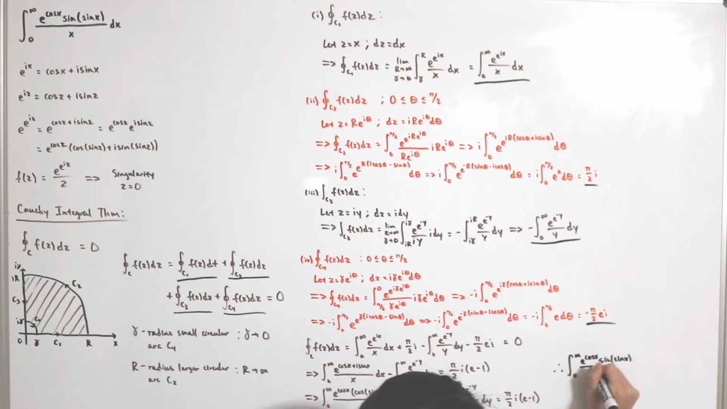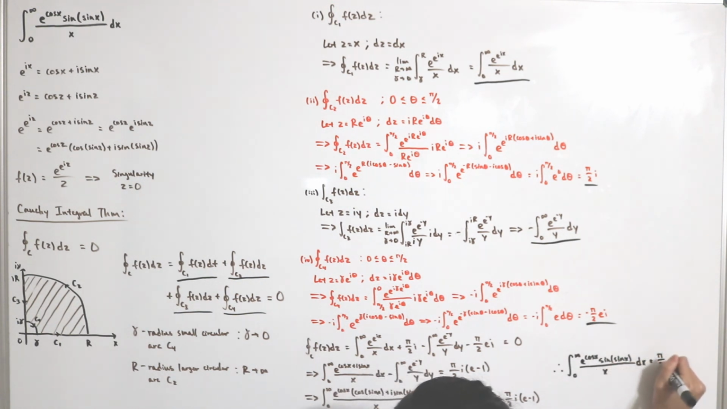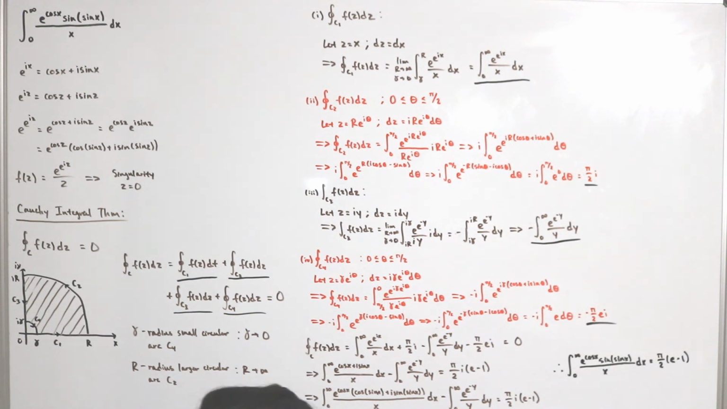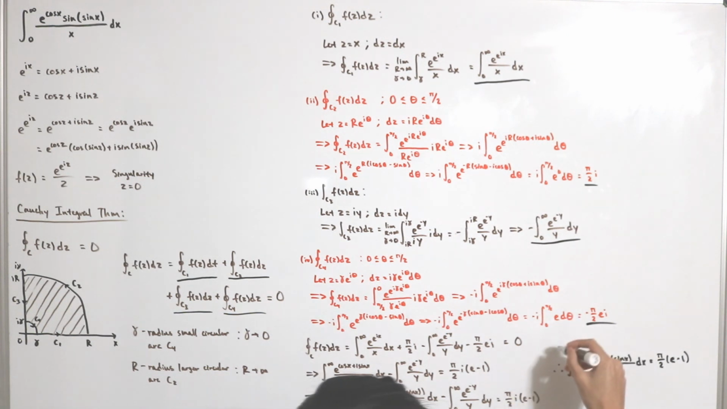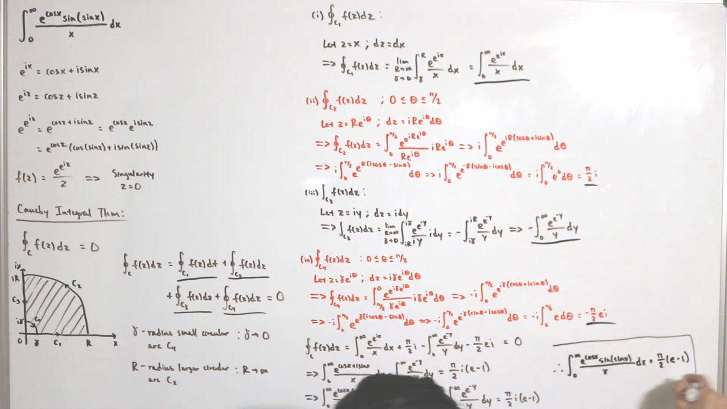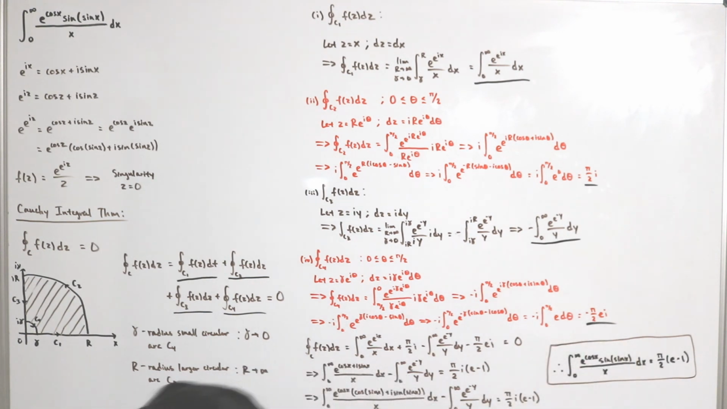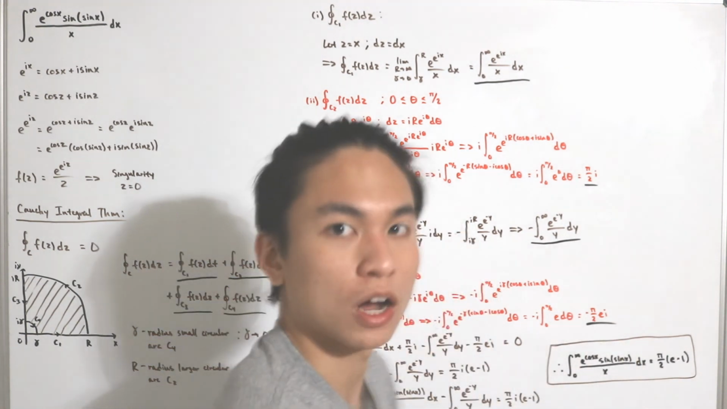So therefore, conclusion, the integral from 0 to infinity of e to the cosine x and then sine of sine x over x dx is simply equal to pi over 2 multiplied by e minus 1. Okay? And therefore that is our final answer in this box. Alright. Now that's what you call contour integration.